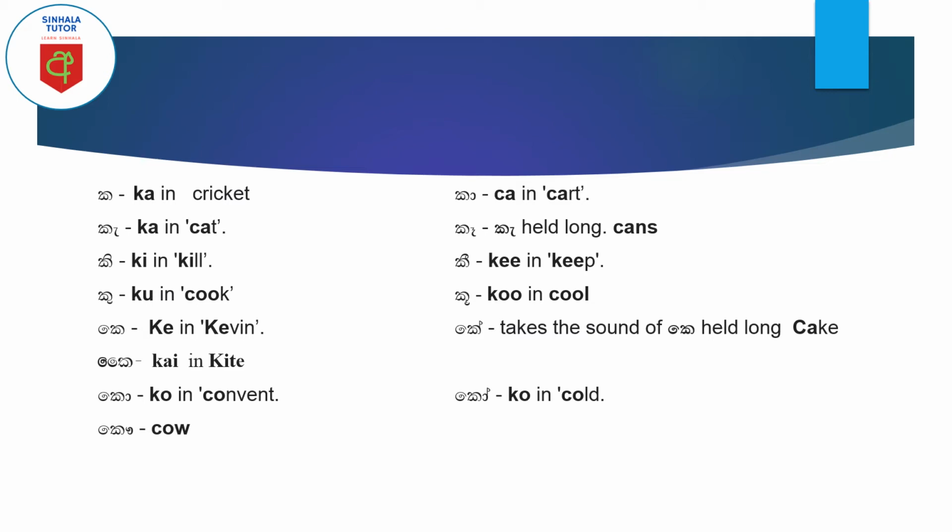And the next one is, the vowel is a. So the consonant is k, plus the vowel a. So the letter is ka. You call it ka. The first one is k. Now it is ka. So it's like you're calling it a ka sound.